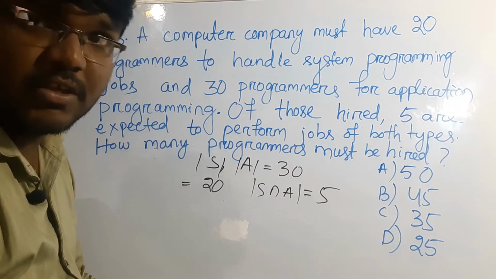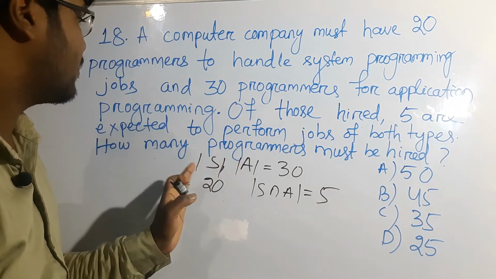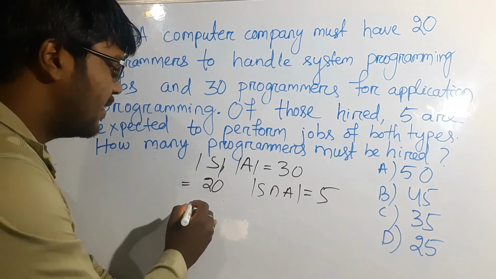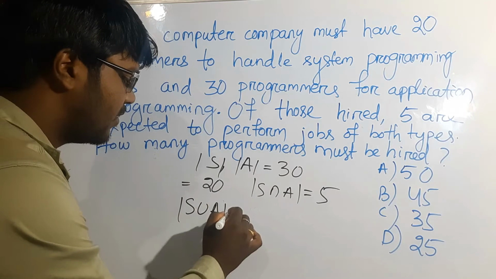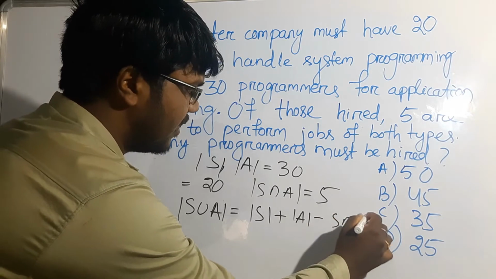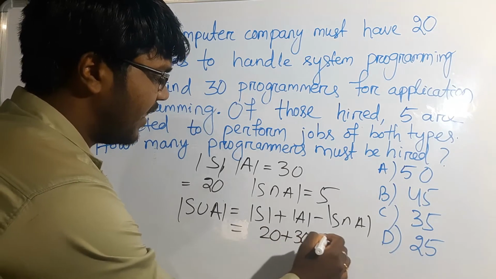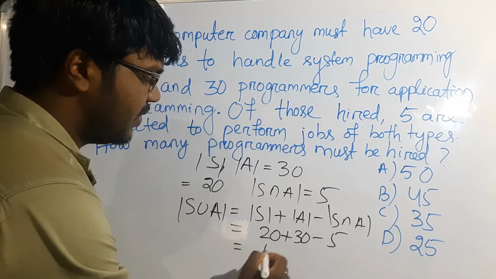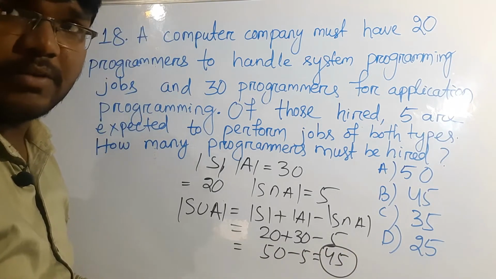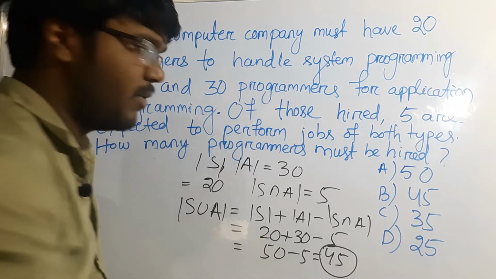That means it is their union, how many programmers are needed. So we have to write its formula. The cardinality of S union A is S plus A minus S intersection A. So we have to put its values. S is 20 plus 30 minus 5. So 20 plus 30 is 50, minus 5, so the answer will become 45. So the company will need 45 programmers. So our correct answer is option number B, 45.